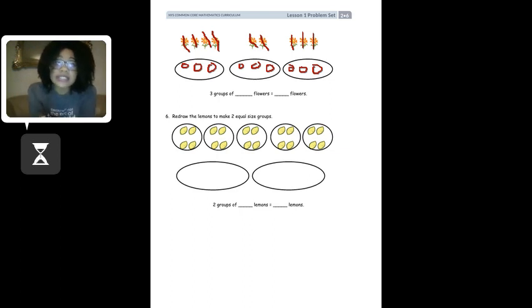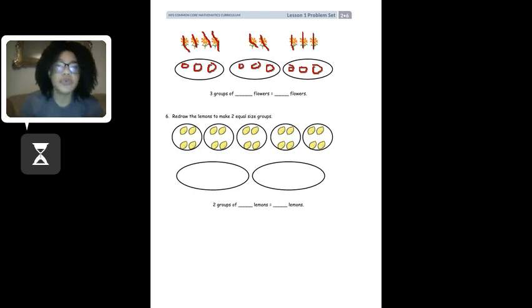So now I'm going to look at the sentence statement and it says 3 groups of blank flowers equals how many flowers in all? So let's see. If I count them, I know that I have 1, 2, 3 pennies or flowers in my first group. Then I have another 1, 2, 3 flowers or pennies in my second group. And then I have another 1, 2, 3 in my last group. So let's see, 3 plus 3 is 6. And then 6 plus another 3, 1, 2, 3, is how many in all? That's 9 flowers in all.